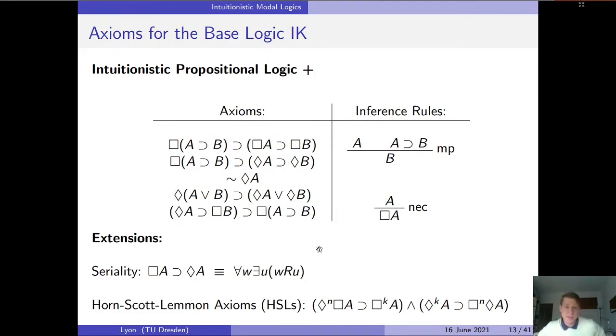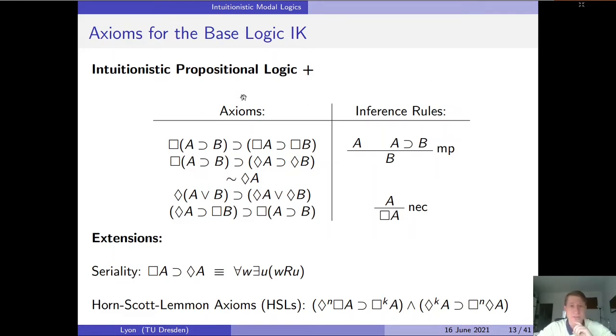So let's now define the class of logics that we are interested in. I've discussed the semantics and the interpretation of some of the connectives. The base intuitionistic modal logic is called IK, for intuitionistic K, and it is obtained by taking an axiomatization for intuitionistic propositional logic and extending it with these axioms and inference rules.